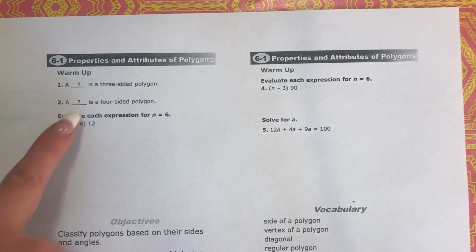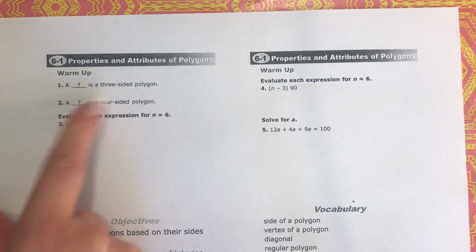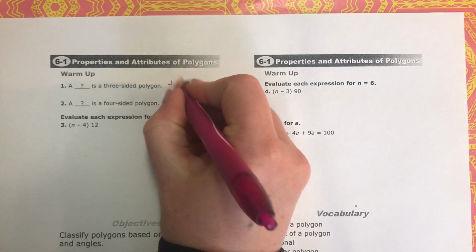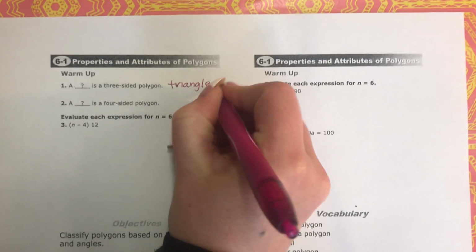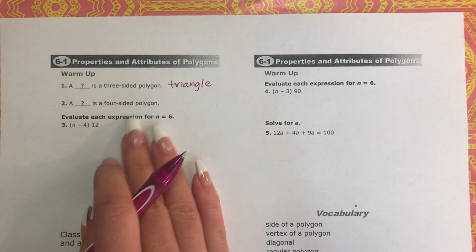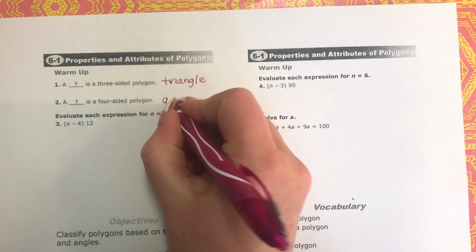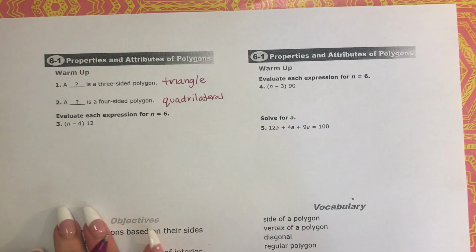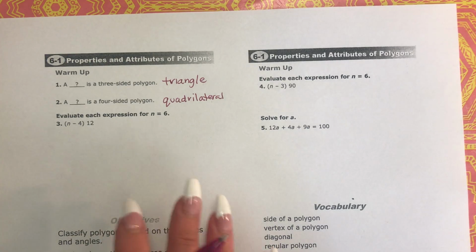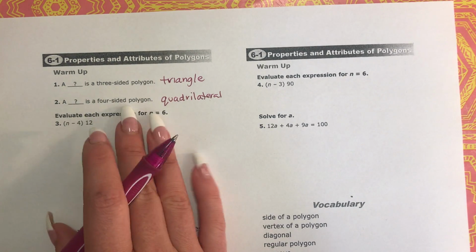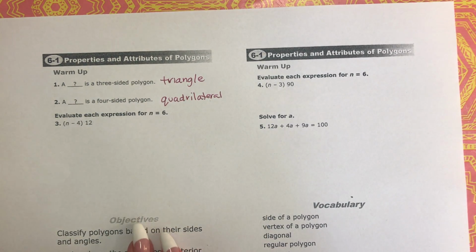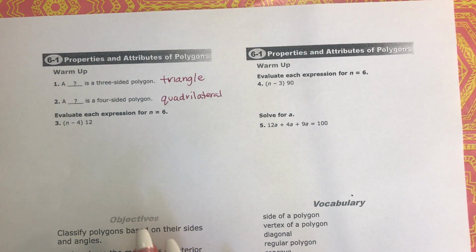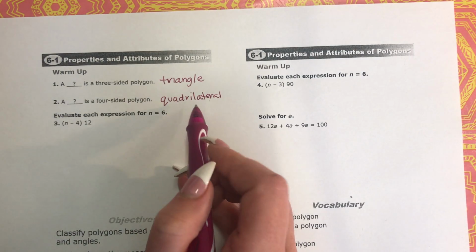Okay, let's see how you did. So the first one, it says a blank is a three-sided polygon. That would be a triangle. Okay, and then the next one, a blank is a four-sided polygon. That would be a quadrilateral. That's the most basic four-sided figure. So if you said a rectangle or square, this is just a four-sided polygon. It would be a quadrilateral. Rectangle, square, those are all quadrilaterals, but the most basic, just four-sided polygon is called a quadrilateral.